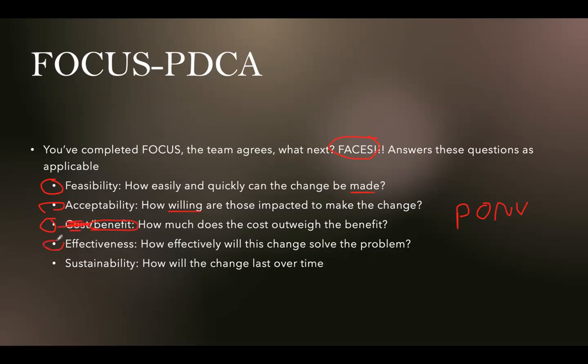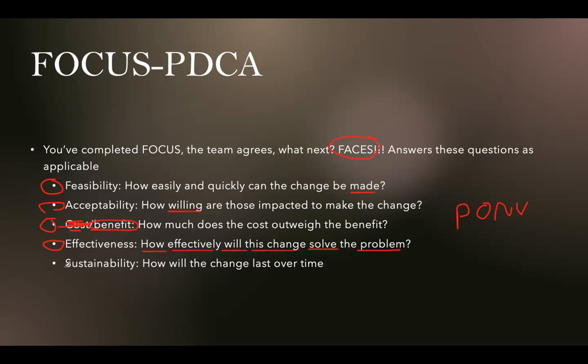Then effectiveness, not does the drug work or not, but how effectively will this change solve the problem? In other words, what you implemented based on your MUE, did it solve the issue that you had to find? And if not, did it make it worse?